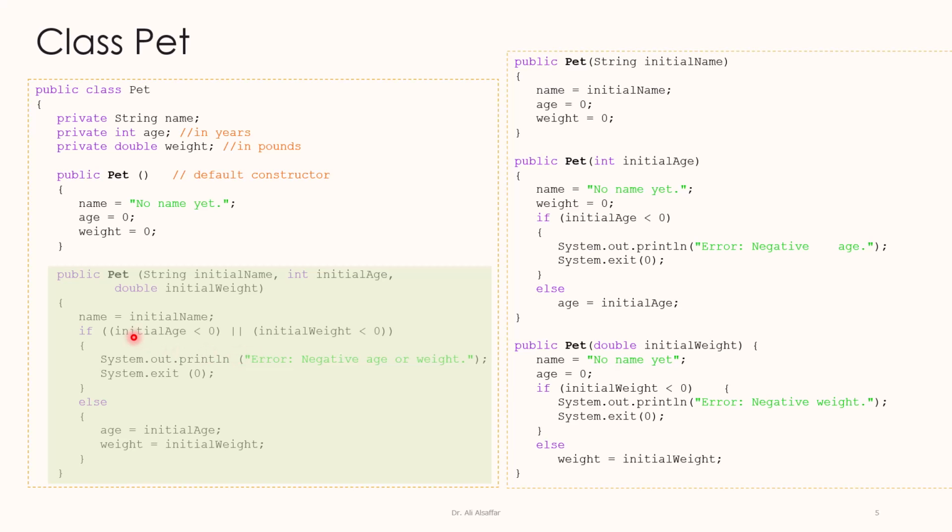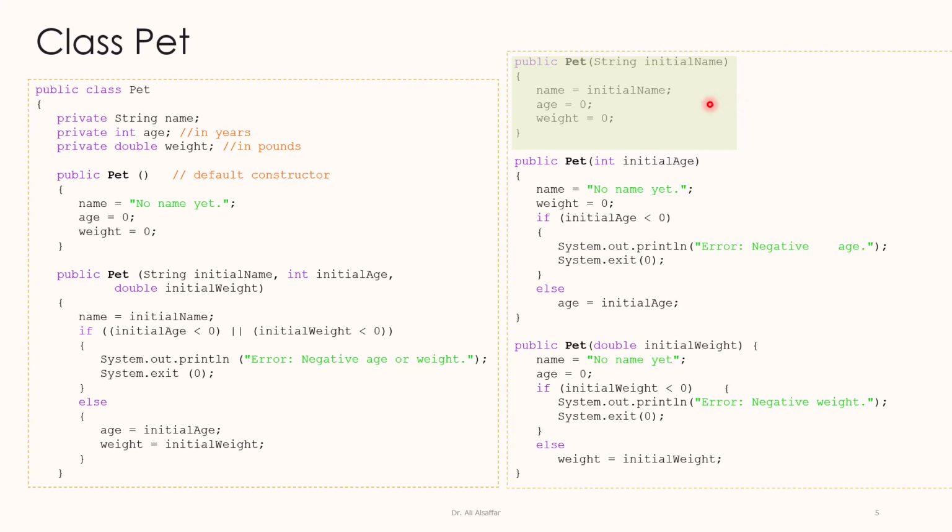What does it do? As you see, it will copy the name directly to the instance variable name, but for age and for weight, it will check if any of them is negative, then it will print an error message and it will exit the program. But if the initial age and initial weight are valid, then these will be copied into the instance variables age and weight. So this is the second constructor.